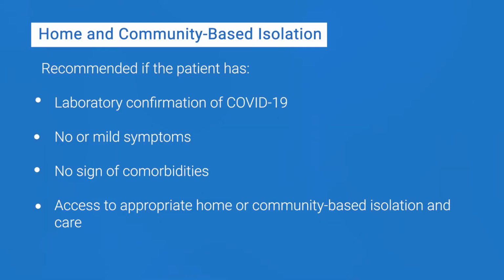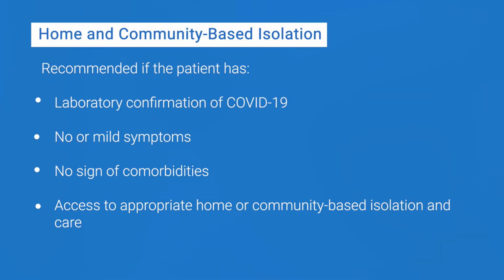We will explain the home and community-based isolation, the most recommended way of how to handle these patients, especially after laboratory confirmation of COVID-19, that they have no or mild symptoms, when they are presenting with no signs of comorbidities, underlying conditions such as lung, heart disease, immunocompromised, etc., that place patients at a risk of developing complications. We'll also look at the access of appropriate beds isolation care.